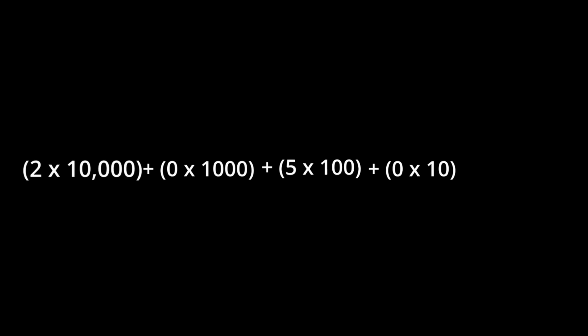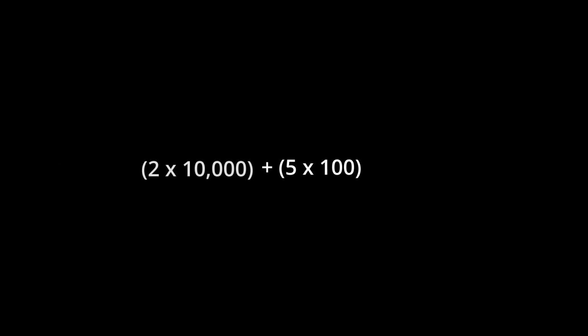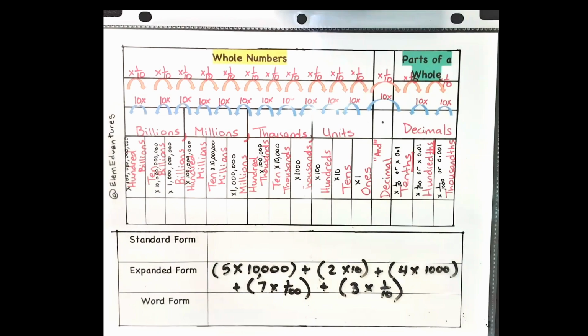Remember that in expanded form, we don't have to show parts that equal 0. Any digit being multiplied by 0 will give you a value of 0 and does not need to be shown in the expanded form. Sometimes in expanded form, you'll notice that when the digits are written out, it's not in the order that you will see it on the place value chart. Let's look at an example that shows this.